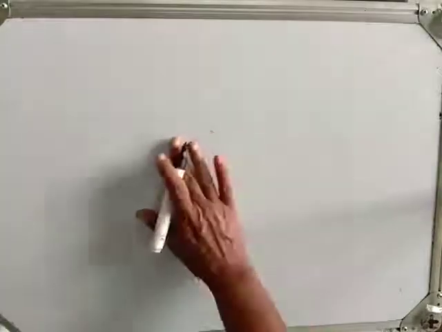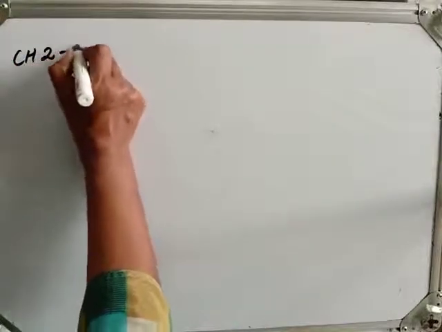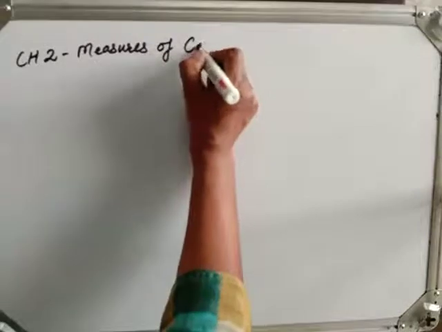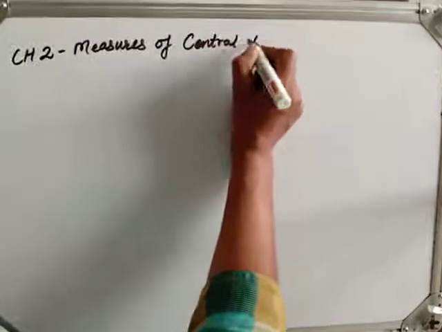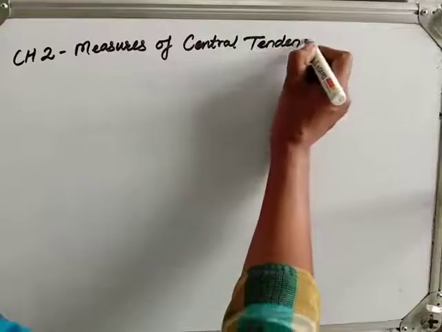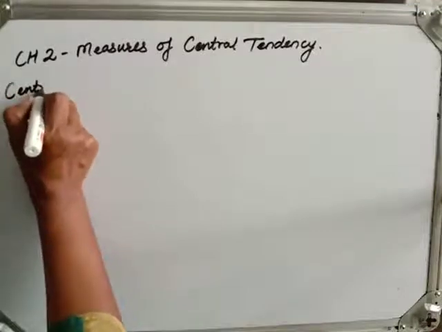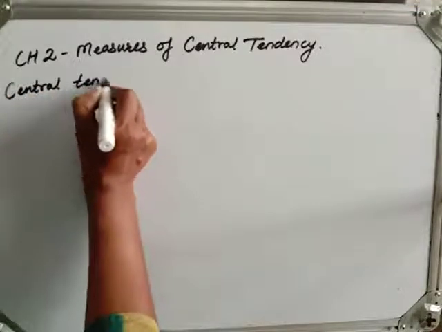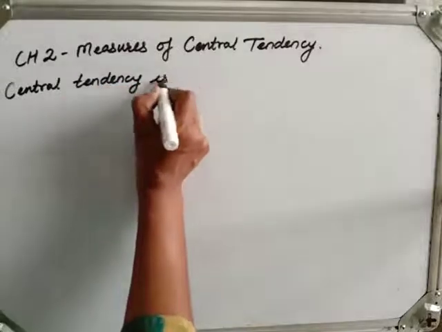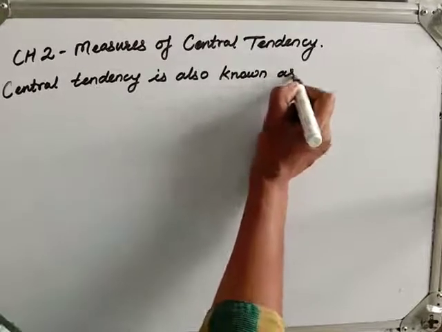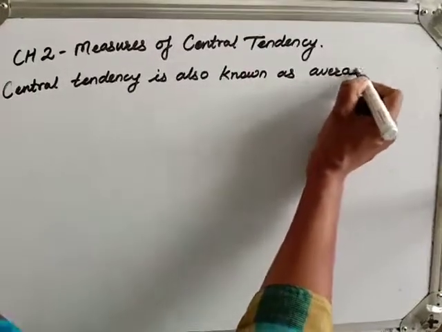Students, now in this video, let us start the second chapter of statistics, that is chapter 2, measures of central tendency. Central tendency is also known as average.